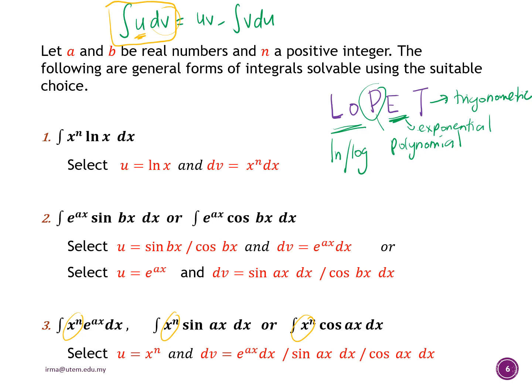So if you have, for example, a polynomial multiplied with an exponential, we will choose the first function here, the polynomial. You can follow the order here. The polynomial I will choose as u, and the exponential will be dv. That's the rule I normally use. So you can use LIPET. Whichever function comes first, you set that function as u.